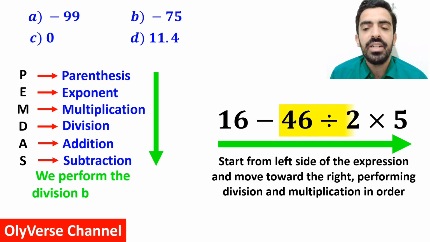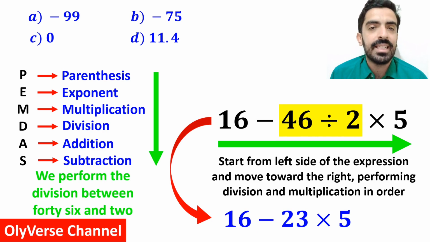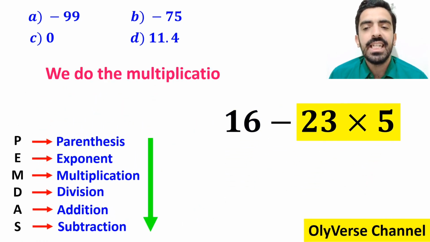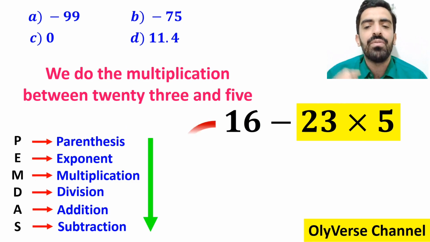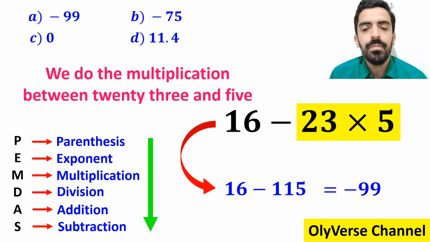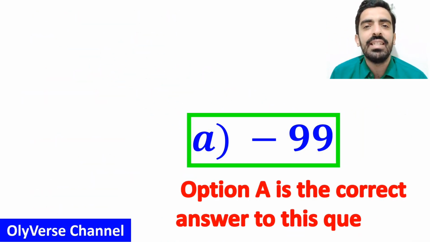So, first perform the division between 46 and 2, and this expression simplifies to 16 minus 23 multiplied by 5. And the final step, we do the multiplication between 23 and 5, which gives us 16 minus 115. And finally, the value of this expression is equal to negative 99. That's great. Option A is the correct answer to this question.